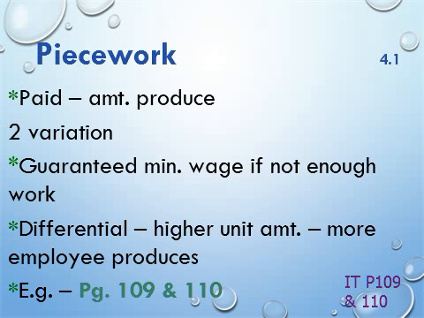There are two variations to this method. One is that there is a guaranteed minimum wage, in case there is not enough work for the employee. The other is that there is a differential piecework system, in which a higher unit amount is paid the more units the employee produces. For an example of a piecework system, see the example on pages 109 and 110 of your interactive text study guide.